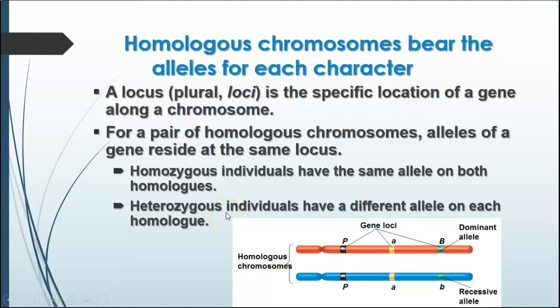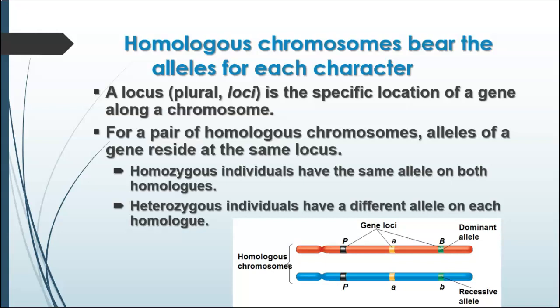So remember again, this is a little bit of review. Homologous chromosomes have the alleles for the characters. The locus is the specific location. Remember, the plural is loci. And that's the location of a gene on a chromosome. In homologous chromosomes, the alleles are at the same locus as you see here in the picture.